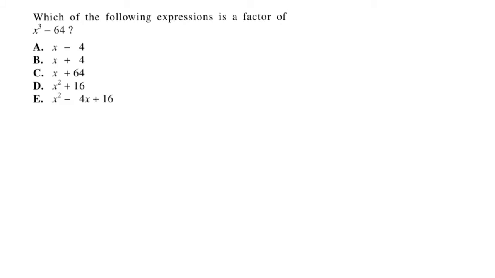When I look at that binomial, x cubed minus 64, I notice something. I notice that x cubed is a perfect cube and 64 is a perfect cube, and they're being subtracted. So I can use the difference of cubes formula to factor that. Again, this would require you to know this formula before you took the test, but most of you should probably know it from Algebra 1.